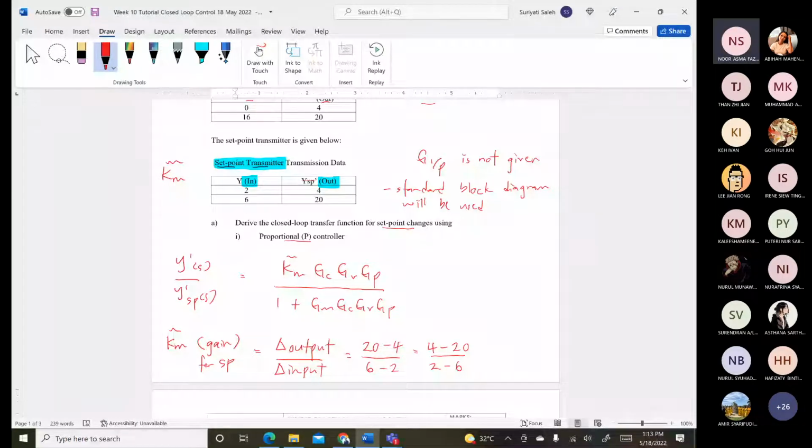So for this part, for the Km bar, 20 minus 4 is 16. 16 divided by 4, so you get 4. So this is the value of your Km bar for the set point transmitter.